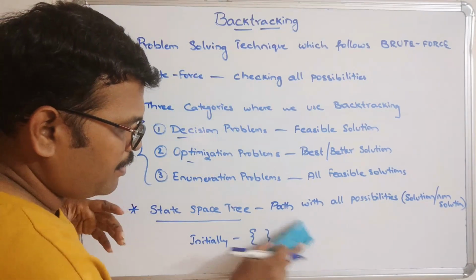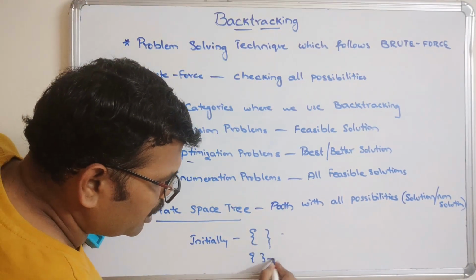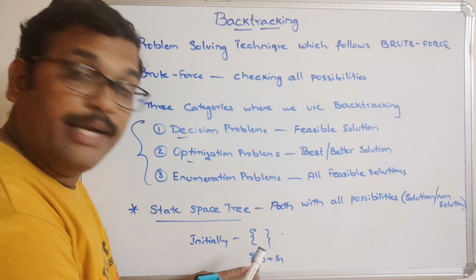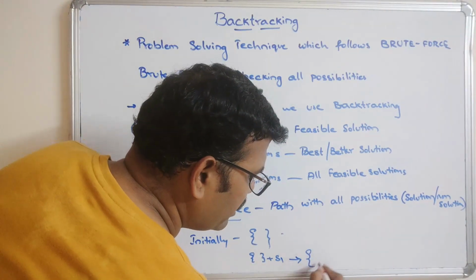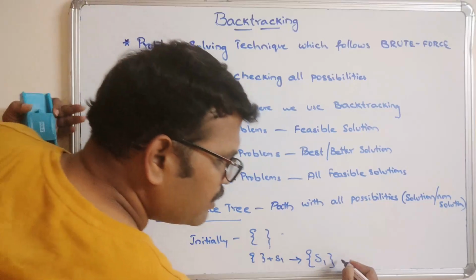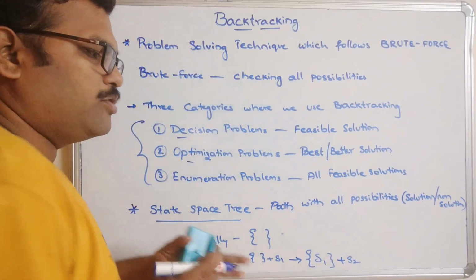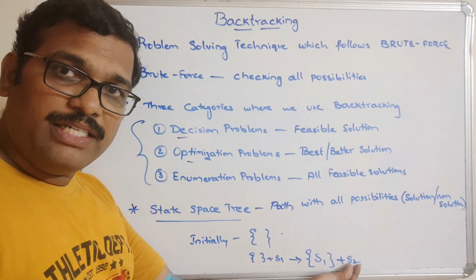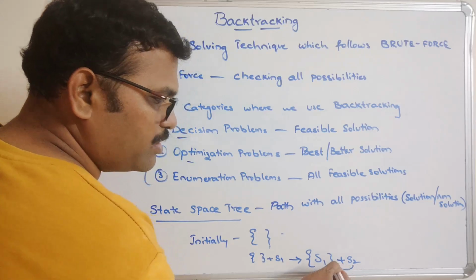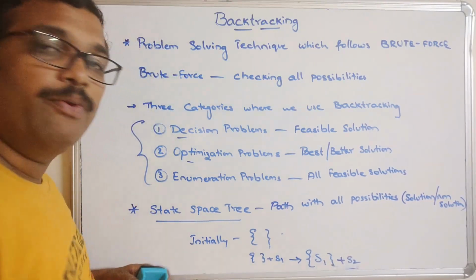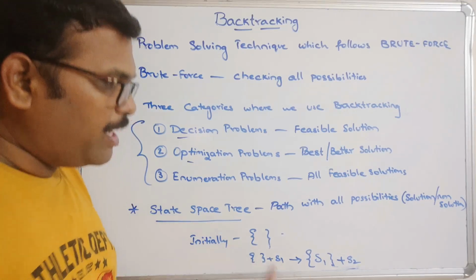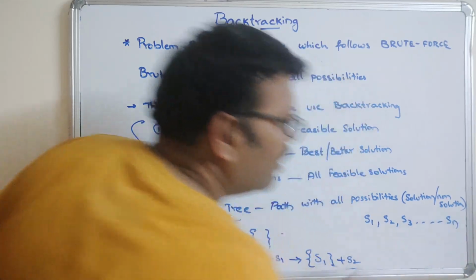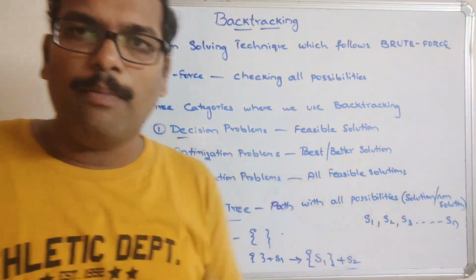So this is nothing but the solution plus solution 1. So if it is feasible, then it will be inserted into this set. So it will be getting it as S1. And afterwards, again the second solution. If the second solution is feasible, then S2 will be added into this particular set. Otherwise, it will be just discarded, right? So these are nothing but possible solutions: S1, S2, S3, and so on, Sn. Let it be. All are different solutions for a single problem.